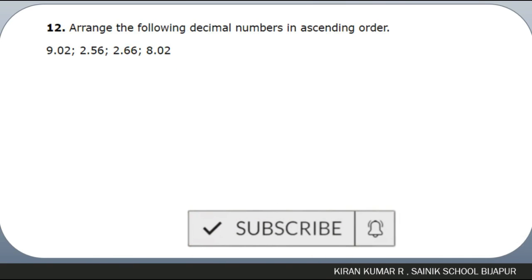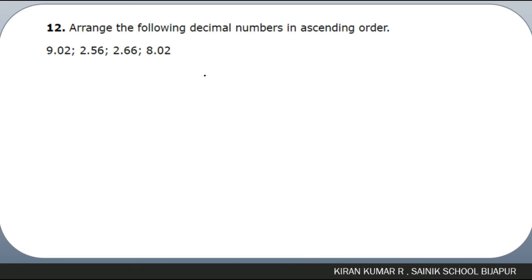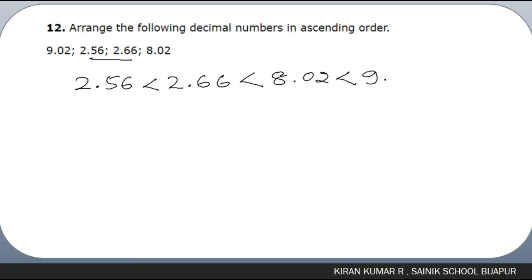12th question, arrange the decimals in ascending order. Here look at the integral part. Two of the numbers are having 2. So among these two, which one is smaller? 2.56 is smaller than 2.66. The next number is 8.02. Next to that is 9.02. So we have to look at each digit there.